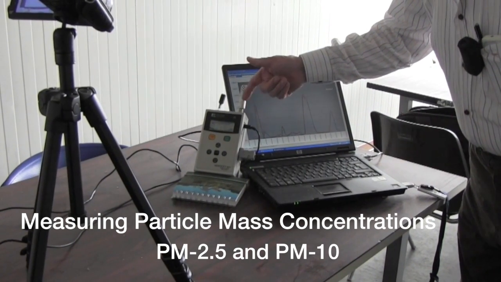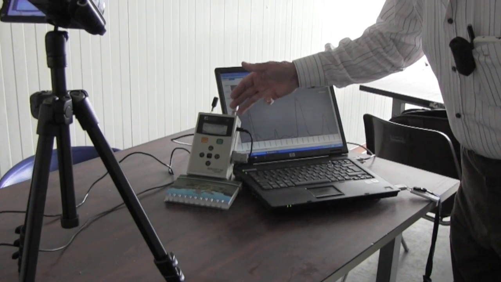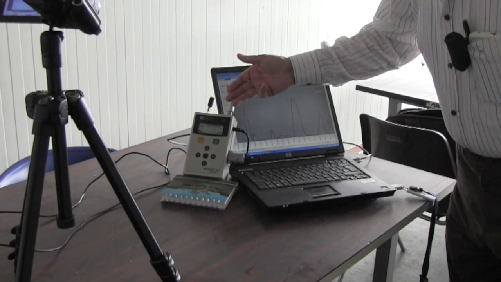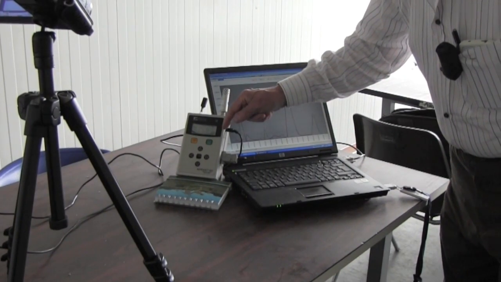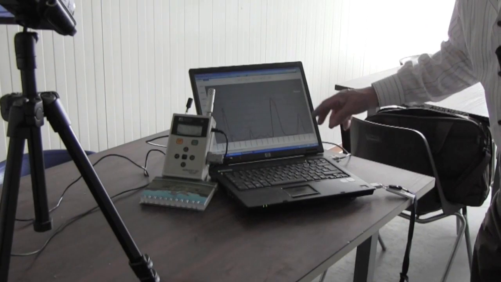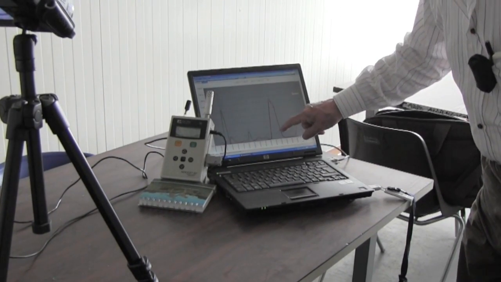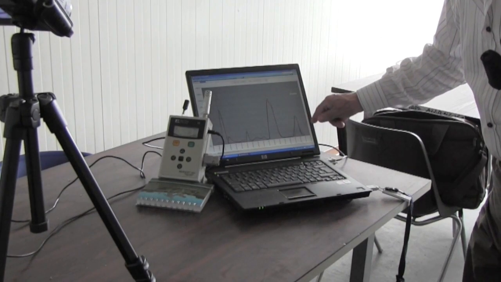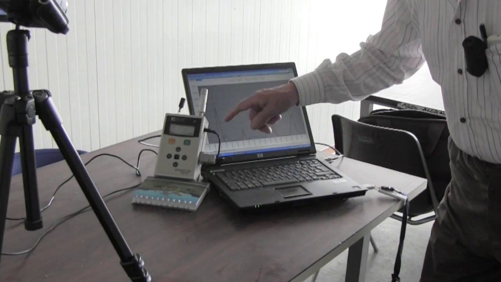As it measures the concentrations, this instrument stores them in its internal memory, and then the data that's stored in the memory can be downloaded through a cable to a PC where we can display it on a graph, and this will allow us to compare the amount of pollution caused by the truck with the amount of pollution caused by a cigarette in this room.